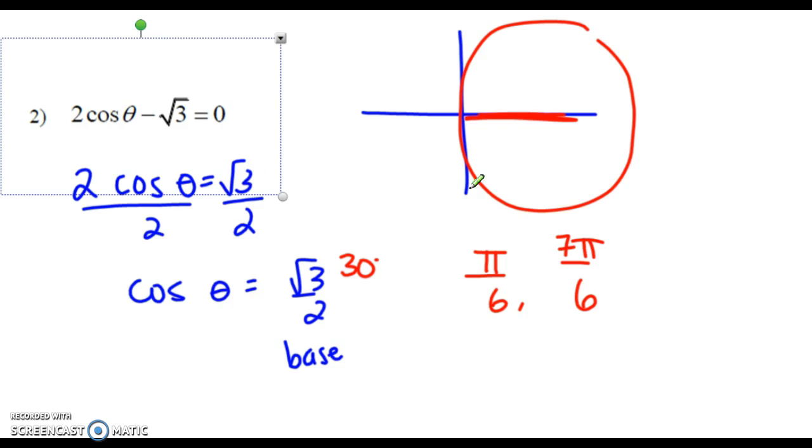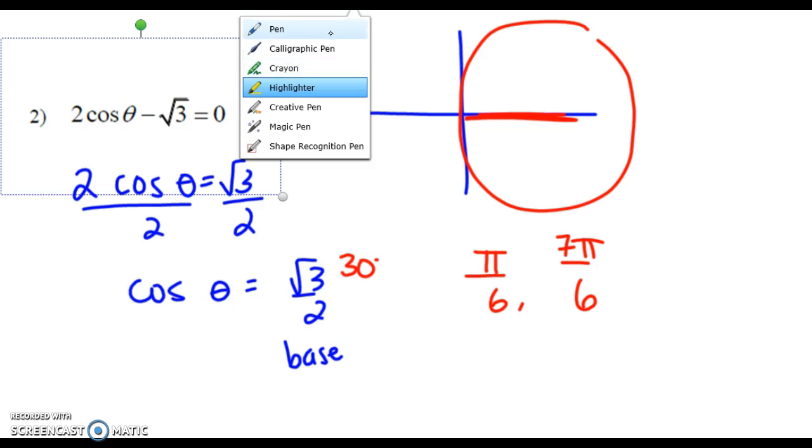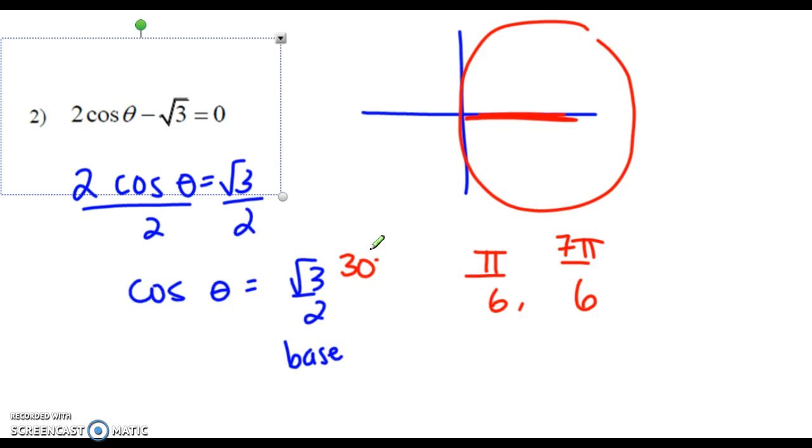The next one, you need to kick the radical 3 to the other side, divide each by 2. So it's cosine of theta is equal to radical 3 over 2. Cosine is your base, and radical 3 over 2 is a 30-degree reference angle. Cosine is going to be positive in the first and the fourth quadrant. Your 30-degree guys in your first and your fourth quadrant are pi over 6 and 7 pi over 6.